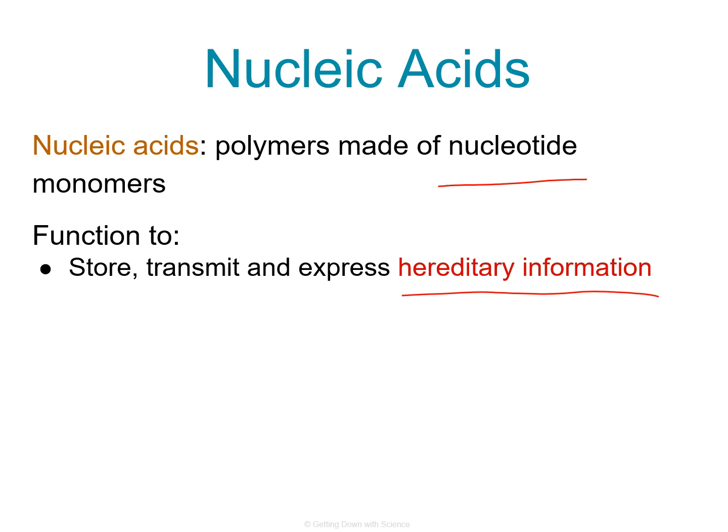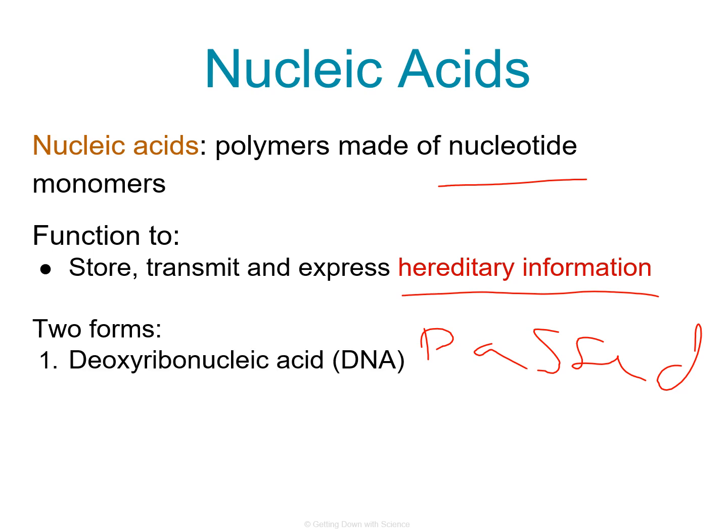So hereditary information is just information that is passed on from a parent to a child. It does come in two forms. It comes in the form of DNA, or deoxyribose nucleic acid, and ribonucleic acid, or RNA. And they do have different structures, so therefore they do have different functions.